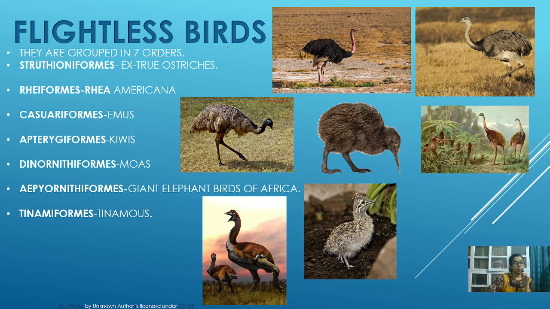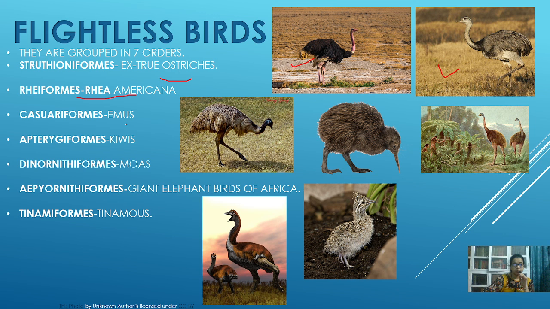Apart from that classification, the flightless birds are mainly categorized under 7 orders. That is Struthioniformes, the true ostrich, which is flightless, that is, those birds which can't fly. They have all the characteristic features of a bird, but they don't undergo the flight mechanism. Next is Rheiformes, that is the Rhea americana. This one is Rhea americana.